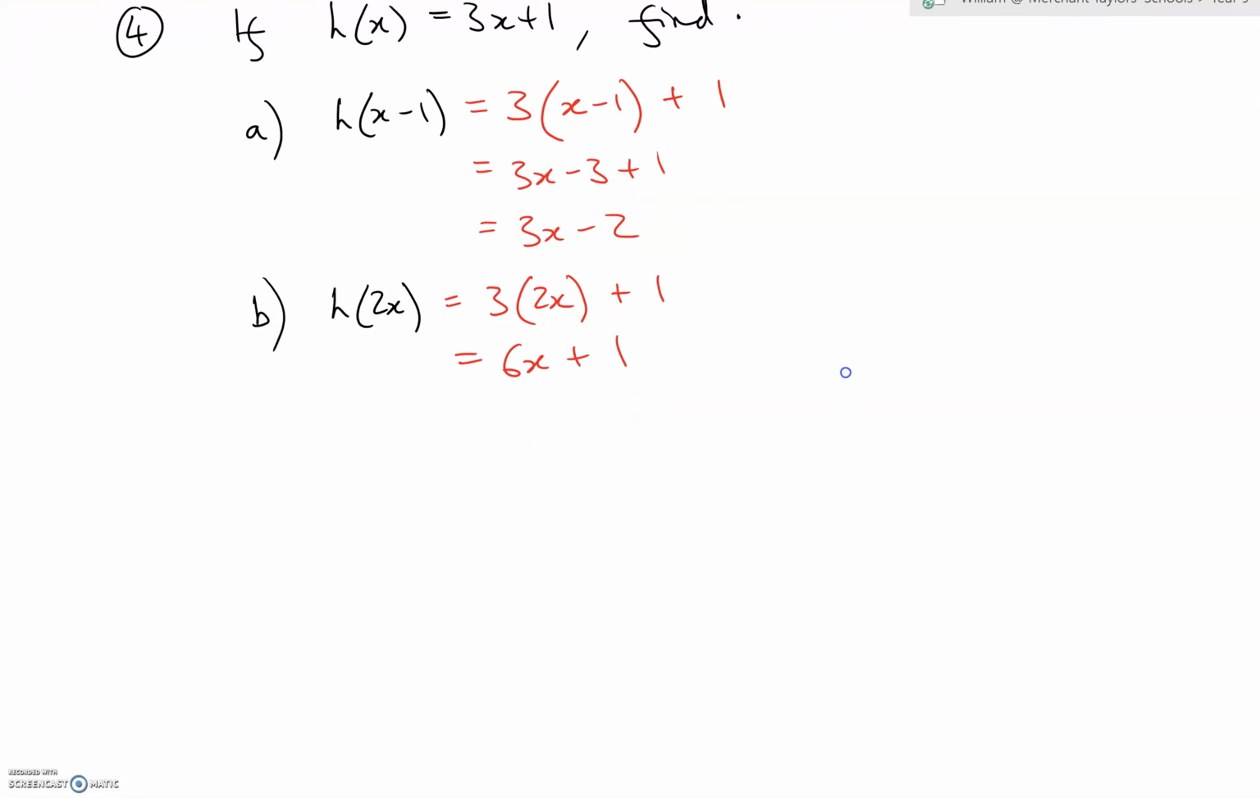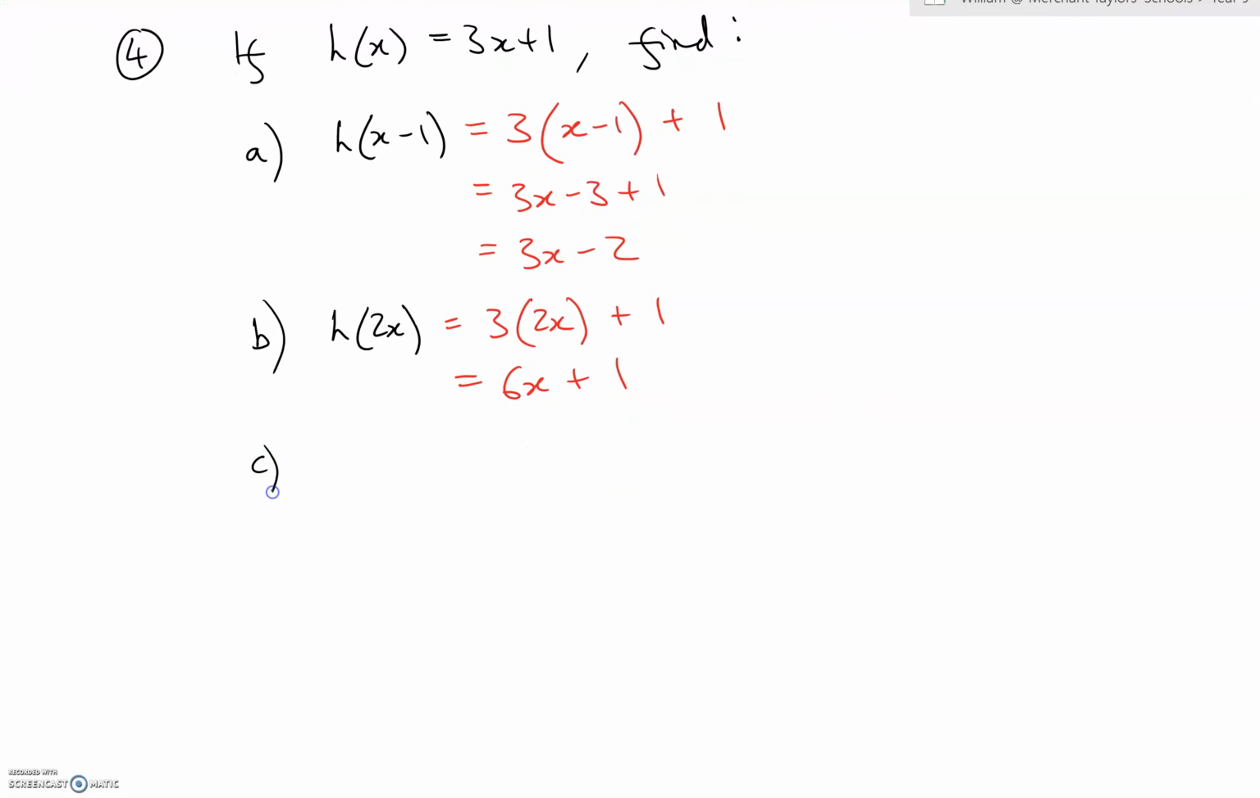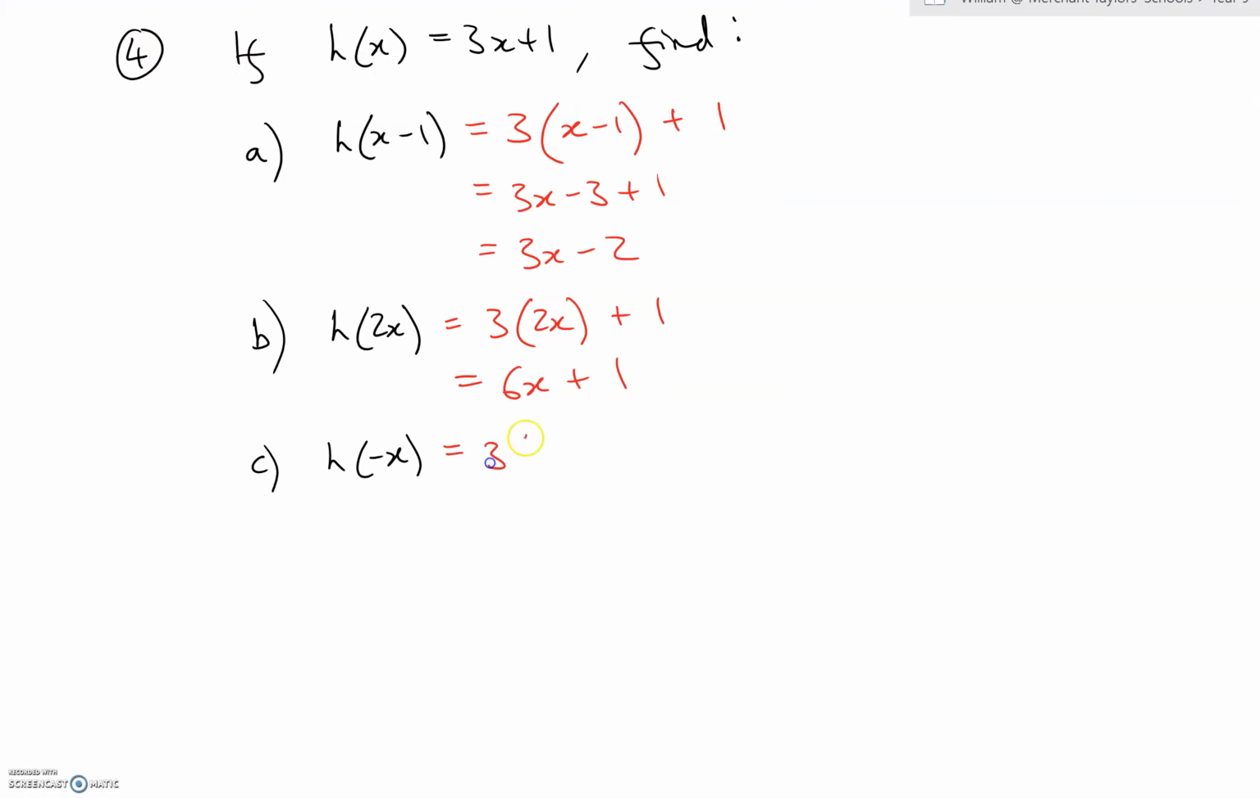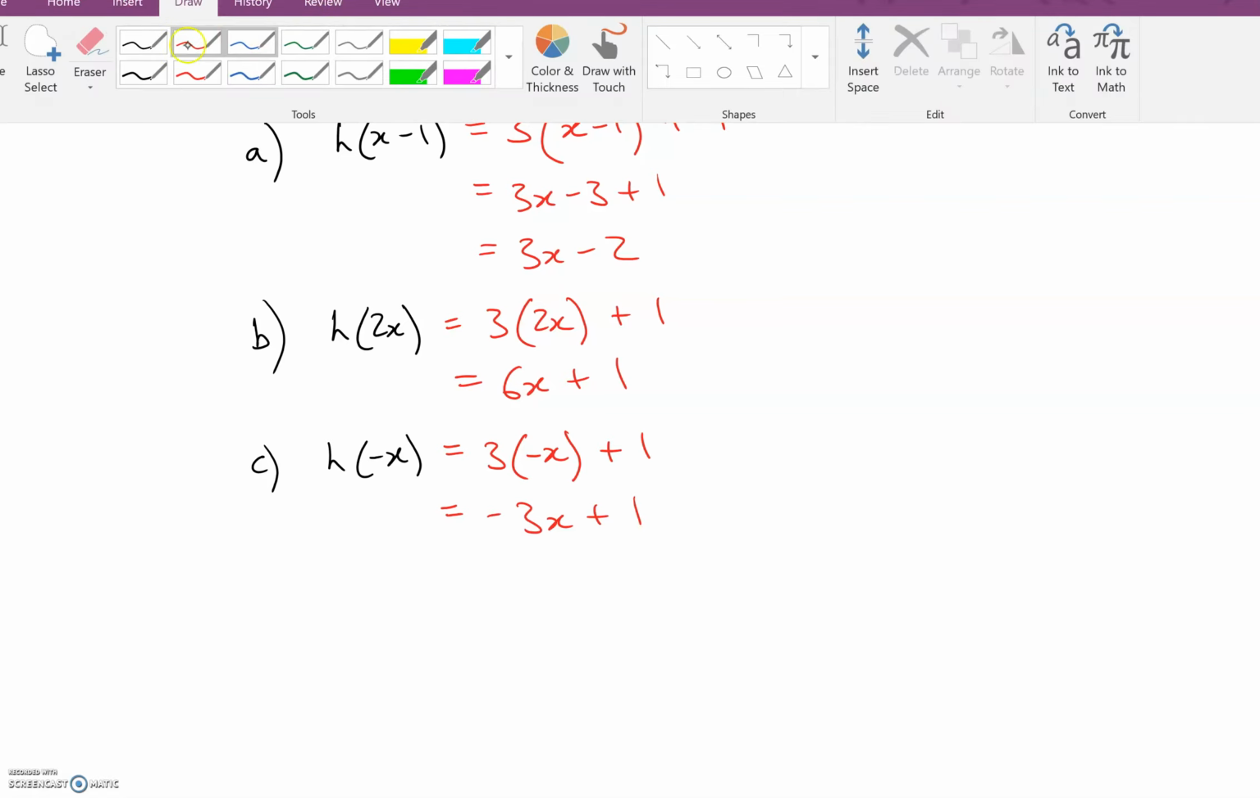Hopefully getting the hang of subbing in h of minus x. This time we replace the x's with minus x's, so wherever there's an x, I replace it with a minus x in brackets, just like your normal substitution. Use your brackets. Minus 3x plus 1 or 1 minus 3x.